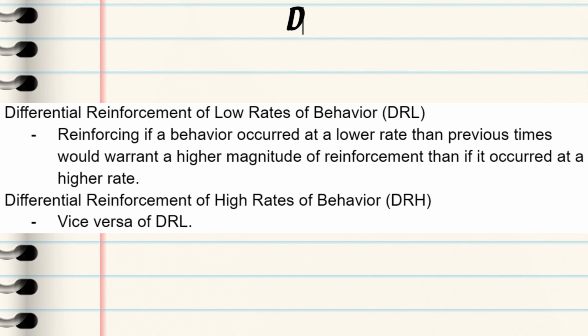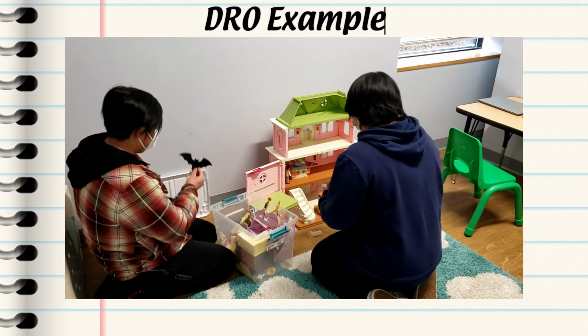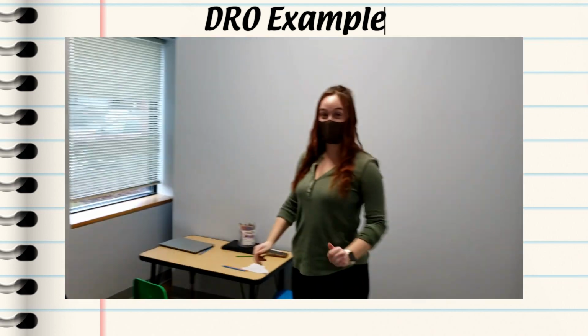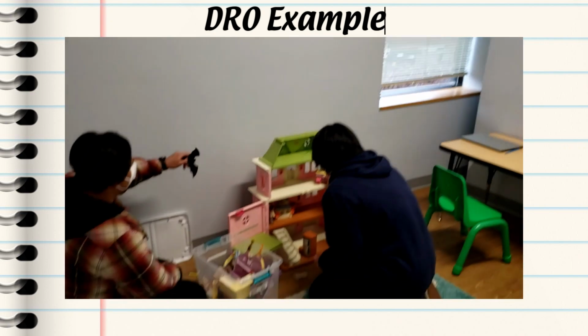In the next video example, the instructor has simply told two learners to come to the table, and the instructor models differential reinforcement of other behavior, including that of other students.